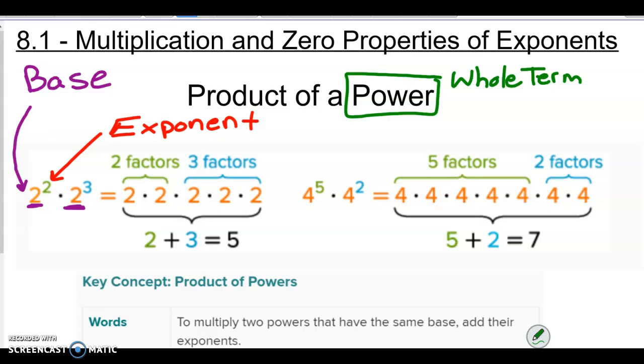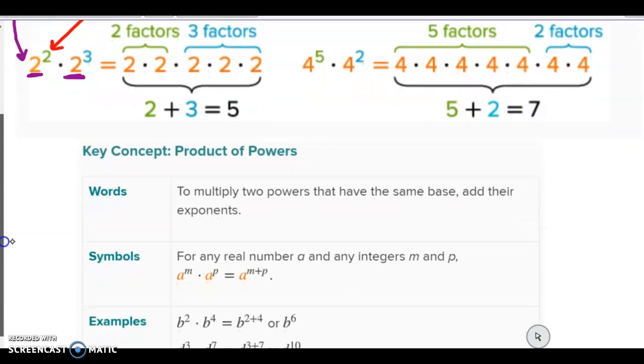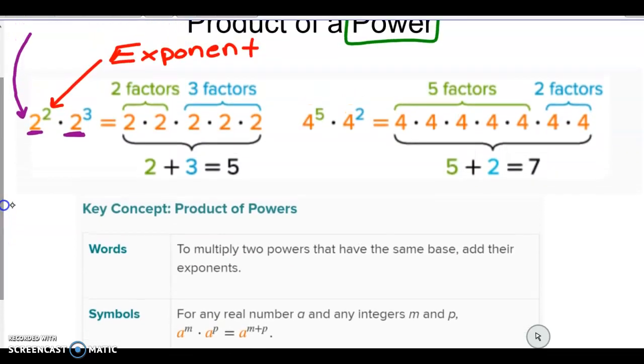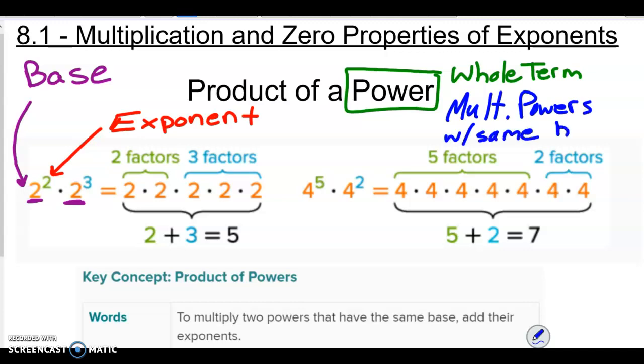So when you have a product of a power, what we're dealing with right now is really the multiplication property, for the most part. It's when you're multiplying powers that have the same base. When you multiply powers that have the same base, you add the exponents.